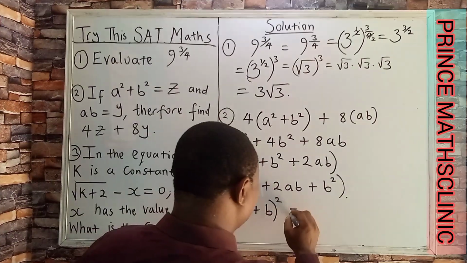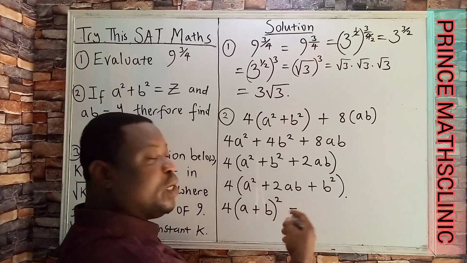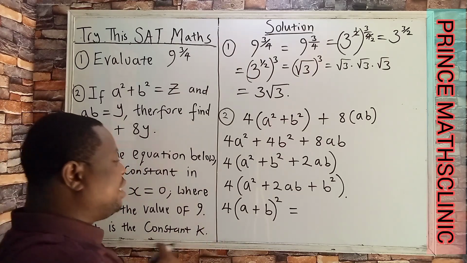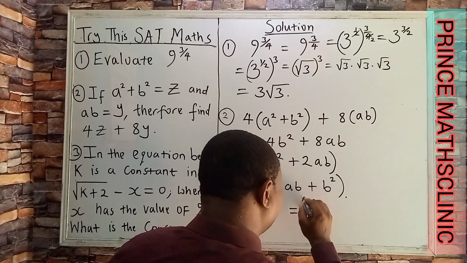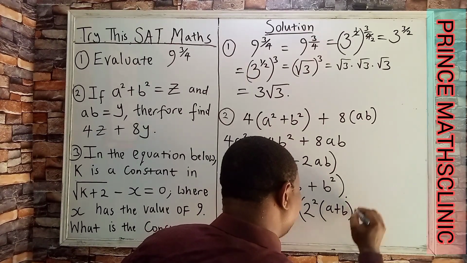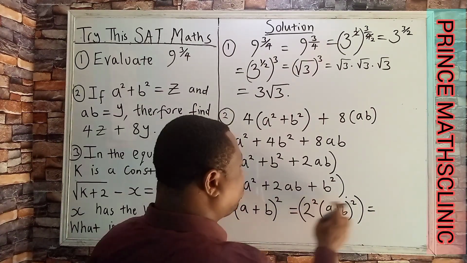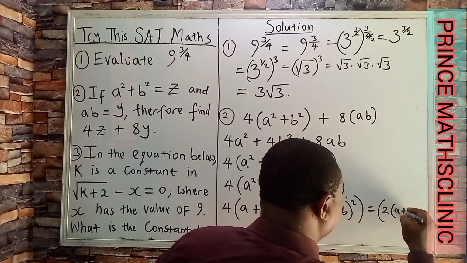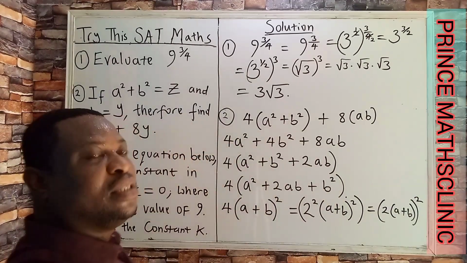So what does this mean? This means a plus b in 2 places. But I want to further simplify it. My 4 can be written as 2 squared, then my a plus b as squared. Because both of them are squared, I can treat them like this: a plus b, then all squared.